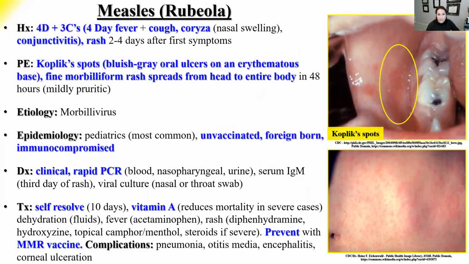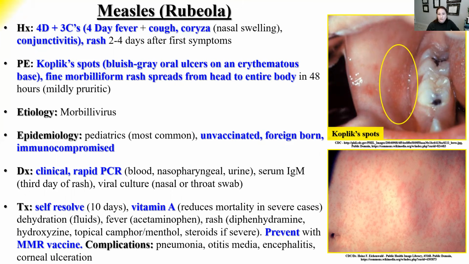So let's start with measles, which is also called rubeola. The history for this one is the 4 Ds and the 3 Cs. It's a 4-day fever followed by 3 Cs: cough, coryza, which is nasal swelling, and conjunctivitis, which is redness of the eyes. Then that rash starts about 2 to 4 days after those first symptoms.